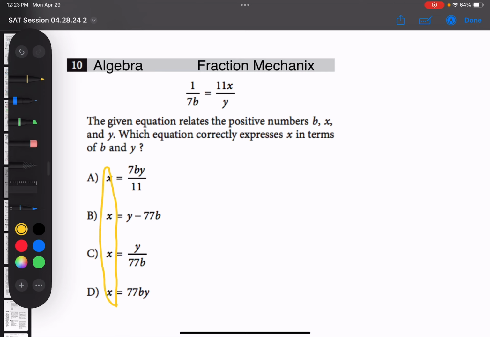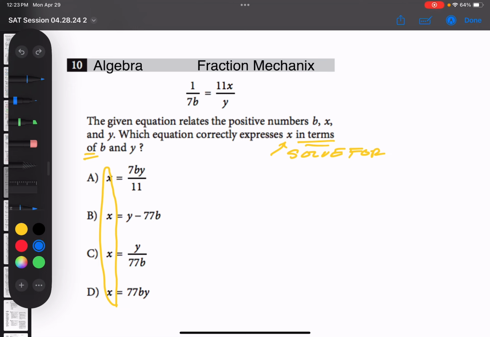Let's verify though. Given the equation relates the positive numbers b, x, and y, which equation correctly expresses x in terms of? Whenever you see "in terms of," that means solve for. It's code for solve for. Solve for what? What came immediately before it? The x. So we're going to solve for x, and the answer choices pretty much show you. But what if this is a deeper question? To make it harder, they would hide that each answer is showing you x, and then they just give you answer choices. That kind of confuses students. But once you see that each one of those is showing you solve for x, you own this question.